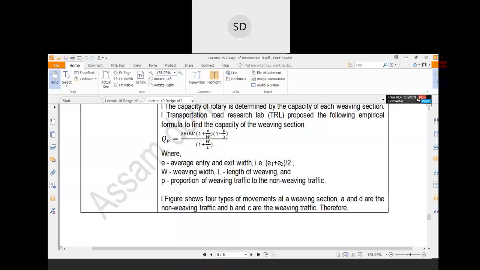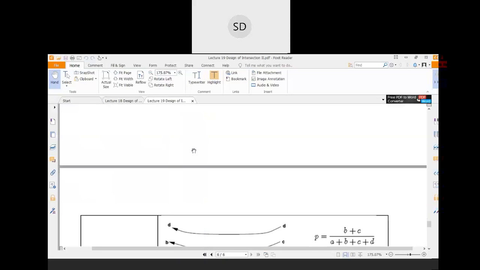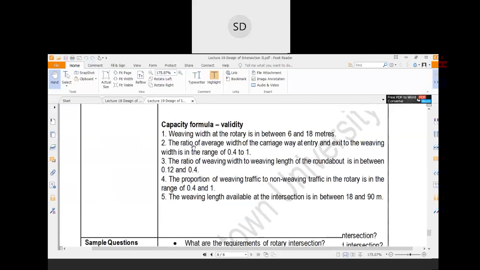Based on this formula, you have to find out the capacity, and after that you can find out the traffic volume by video photographic survey or manual survey over that intersection. Now, if the traffic volume over that area is more than this estimated capacity, you can say that the rotary intersection is not adequate for that particular area, and you can go for grade separated intersections there. Okay, so this formula is very much useful.